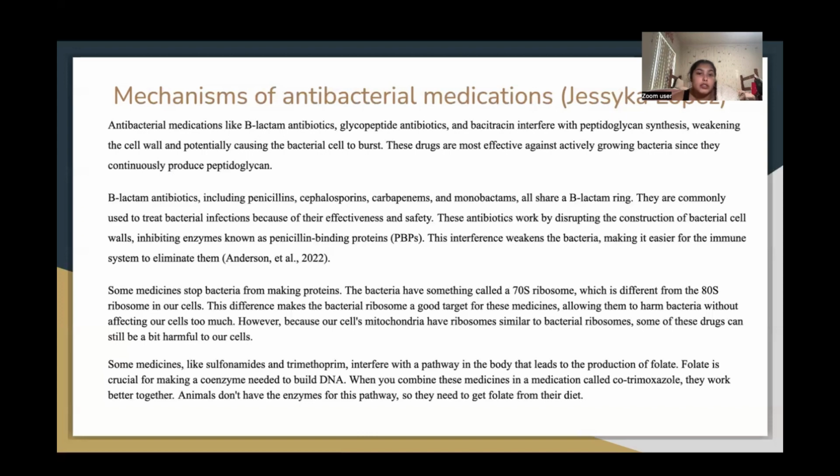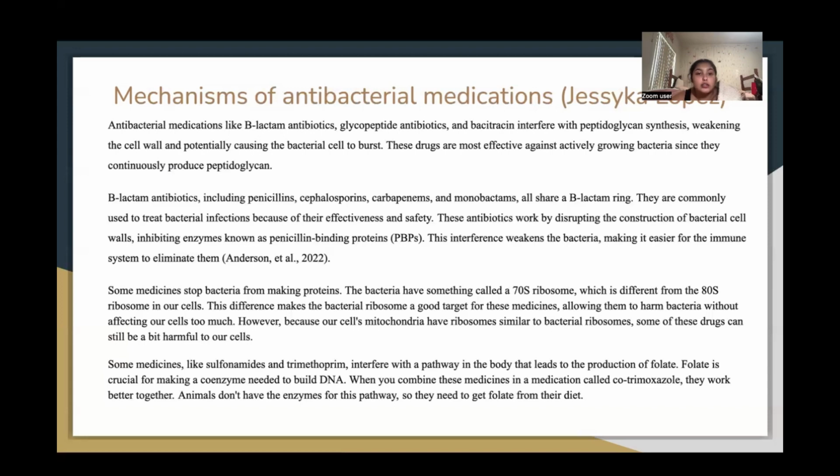Some medicines stop bacteria from making proteins. The bacteria have something called a 70S ribosome, which is different from the 80S ribosome in our cells. The difference makes the bacterial ribosome a good target for these medicines, allowing them to harm bacteria without affecting our cells too much. However, because our cells' mitochondria have ribosomes similar to bacterial ribosomes, some of these drugs can still be a bit harmful to our cells.